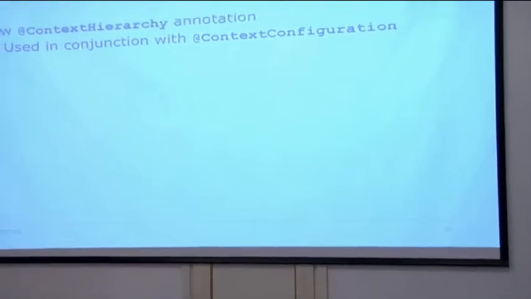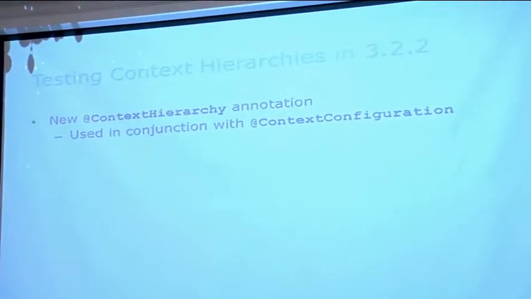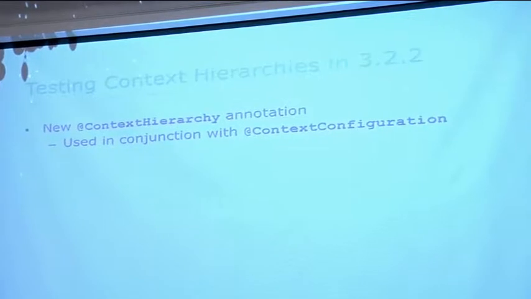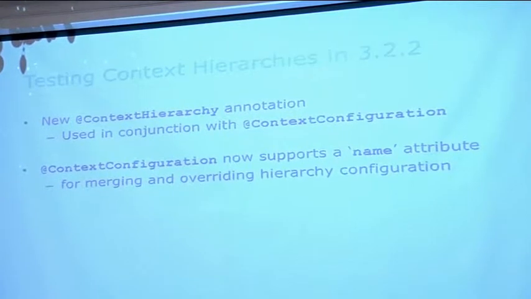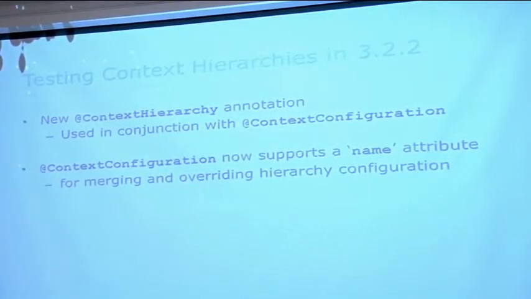As I mentioned, we added the support in 3.2.2. And to configure this, there's a new annotation. There's a @ContextHierarchy annotation, which is used in conjunction with the existing @ContextConfiguration annotation. In addition, the @ContextConfiguration annotation has been augmented with a new name attribute. Typically, you don't even need to set this, but if for some reason you need to either merge or override configuration within a hierarchy across a test class hierarchy, then you can specify names, and then you can refer to names at other levels and override or merge.